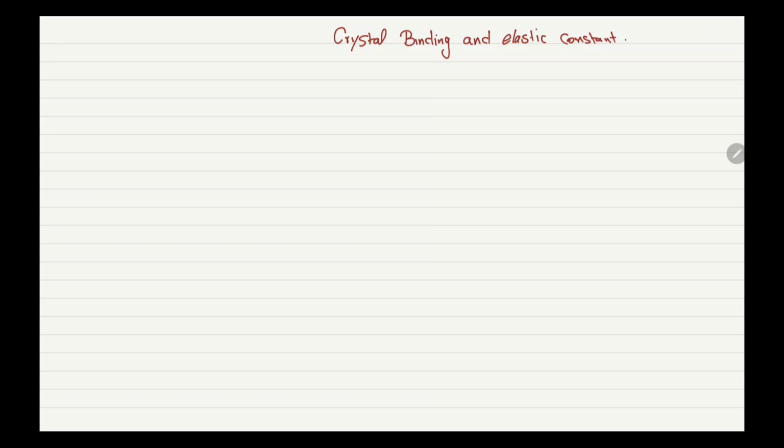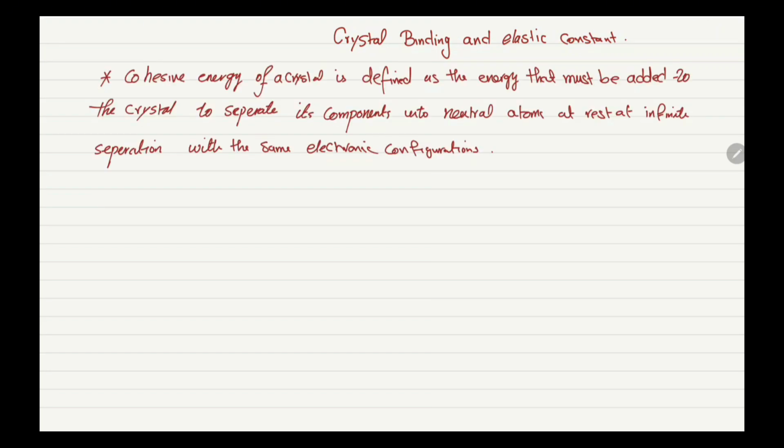Now let's define the cohesive energy. The cohesive energy of a crystal is defined as the energy that must be added to the crystal to separate its components into neutral atoms at rest at infinite separation with the same electronic configurations. Lattice energy is defined as the energy that must be added to the crystal to separate its component ions into free ions. So, lattice energy is related with ions.